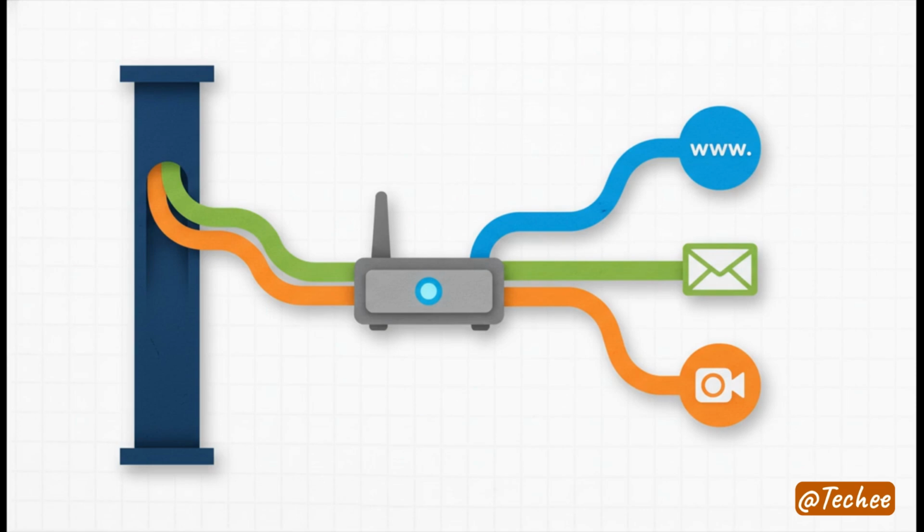And this is how you can browse a website, get an email notification, and be on a video call all at the same time using just one internet connection. Your computer's operating system basically acts like a traffic cop, using these port numbers to guide all that data to the right program, making sure nothing gets lost or mixed up. It's a process called multiplexing, and it's happening constantly.